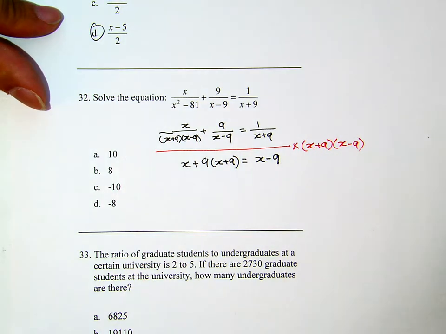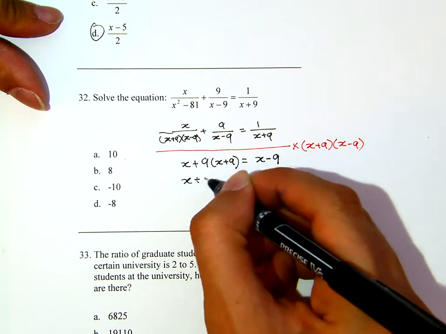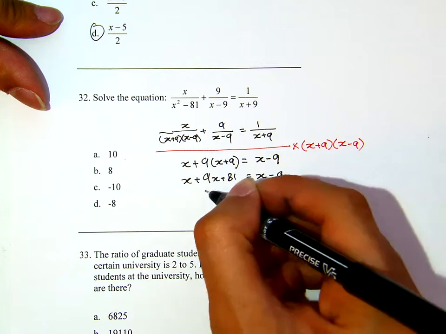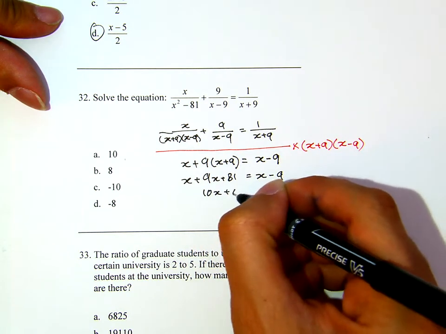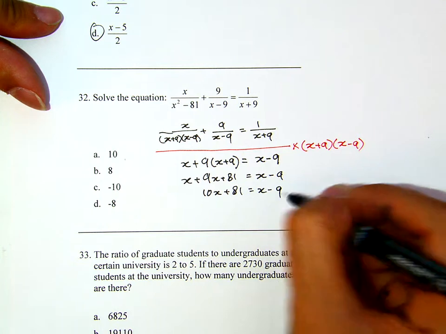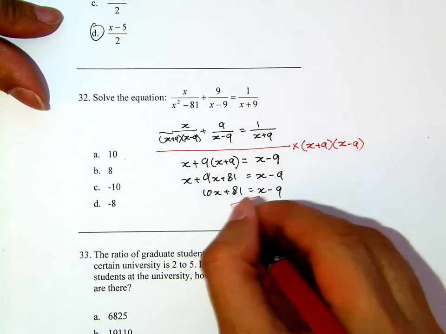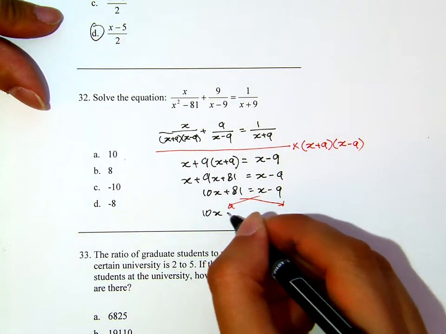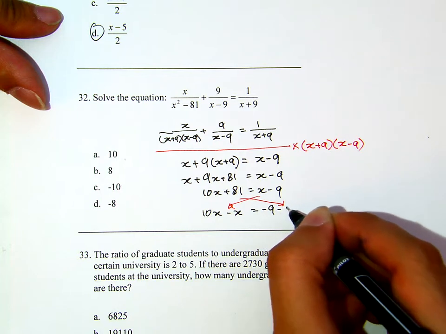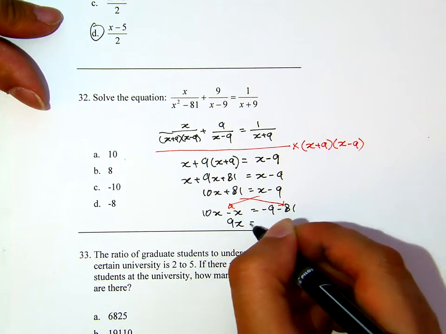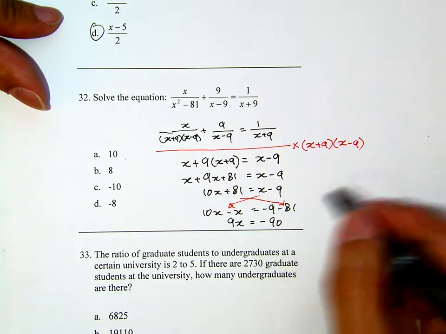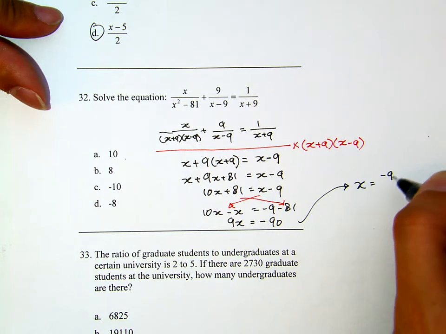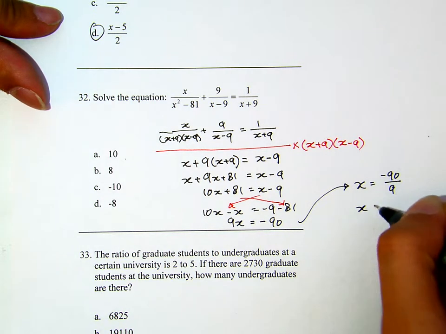Now from here I will distribute these and combine like terms, that kind of procedure. 10x plus 81 equals x minus 9. Basically what I will do here is solve the equation, and that will be 10x minus x equals negative 9 minus 81. That's 9x equals negative 90. So then I get x equals negative 90 over 9, which is negative 10.